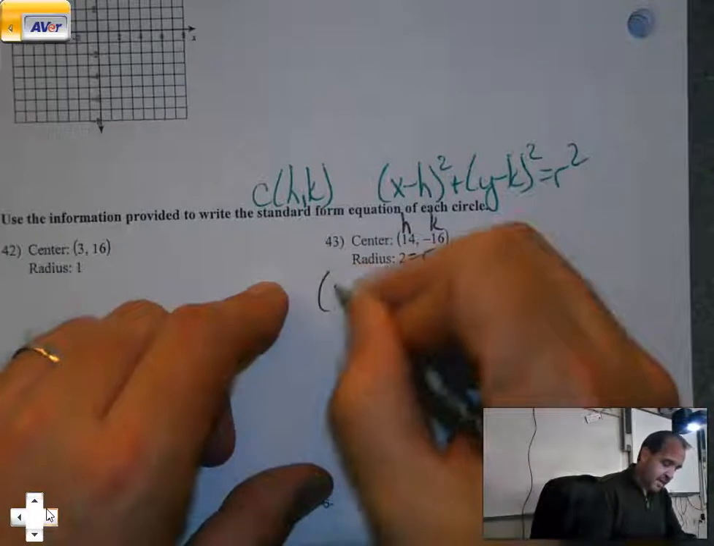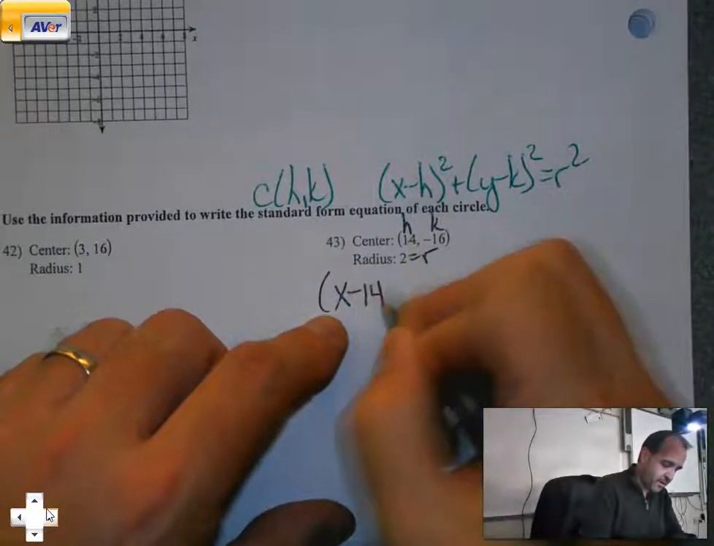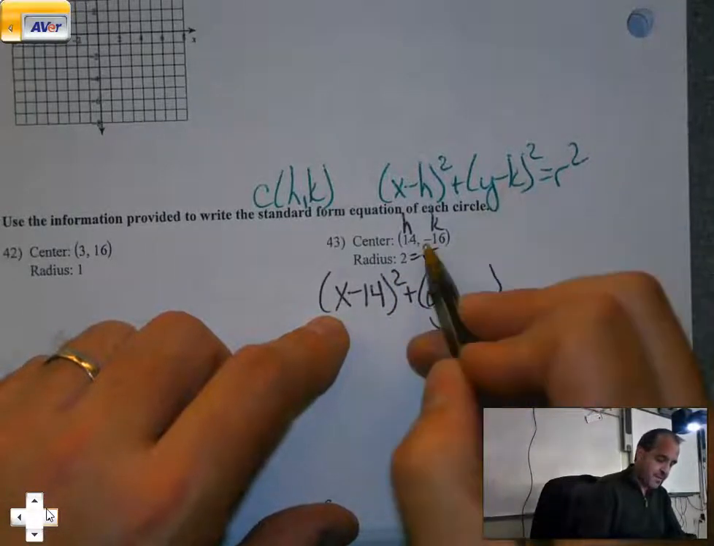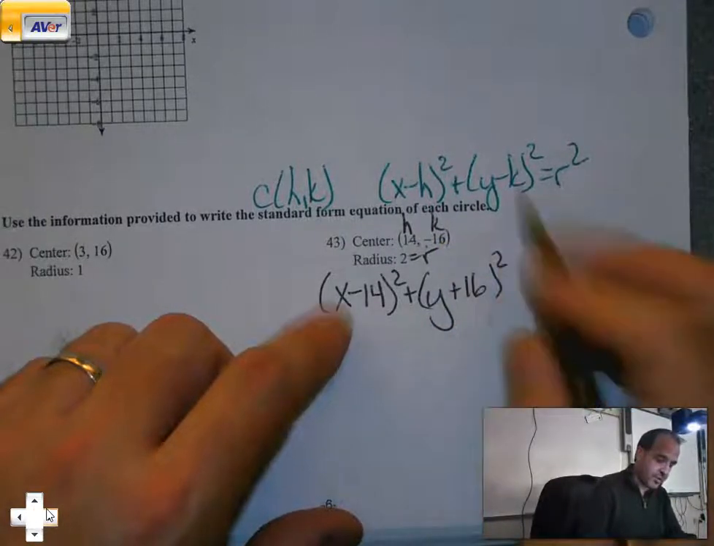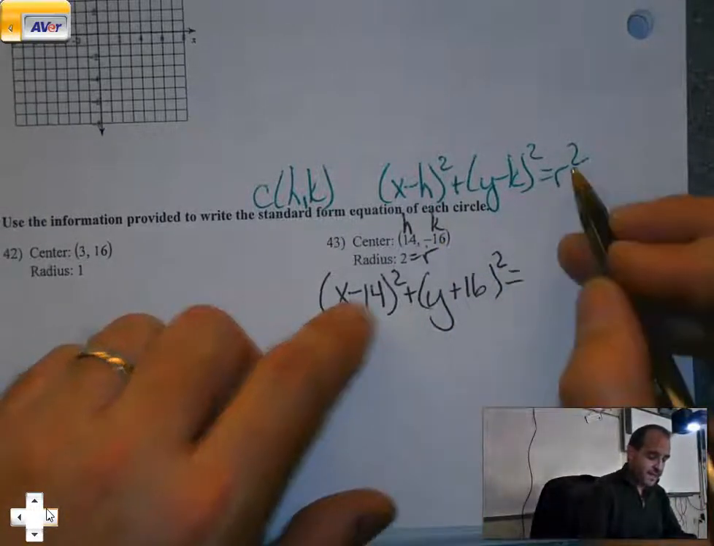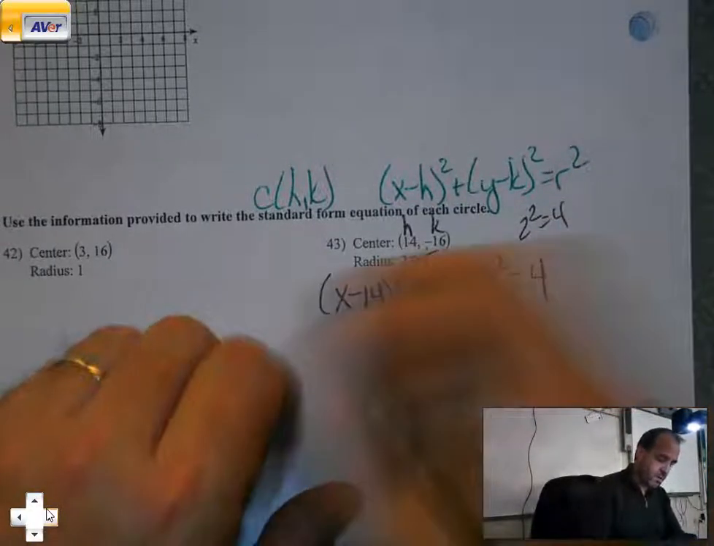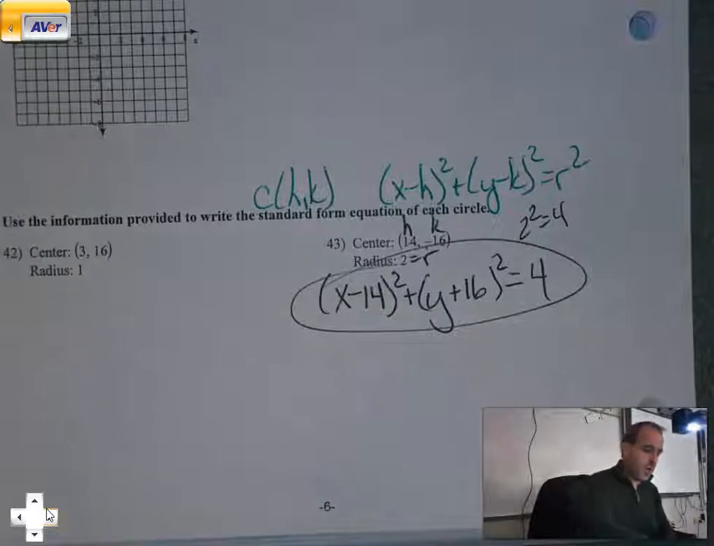So basically, it's just change the sign on H, so that becomes -14. Change the sign on my K with Y there, so +16. Don't forget your squareds. And then this is R squared. This would be 2 to the 2nd power, which is 4. That's it. No other math, no multiplying anything, no nothing. Just plug them in and call it good.